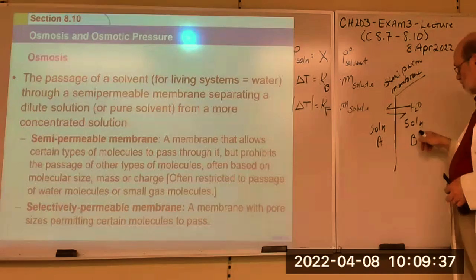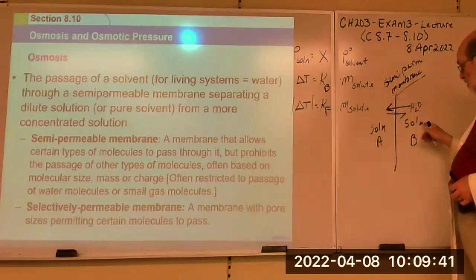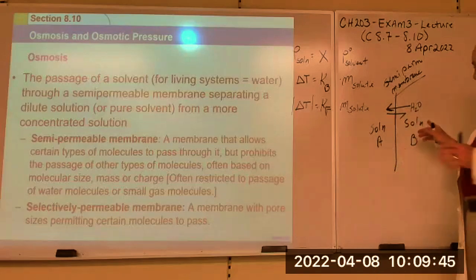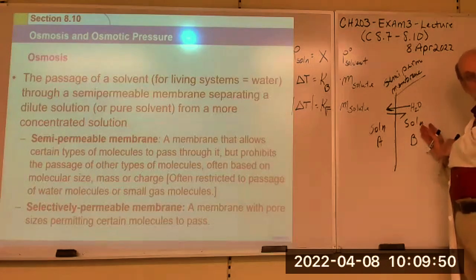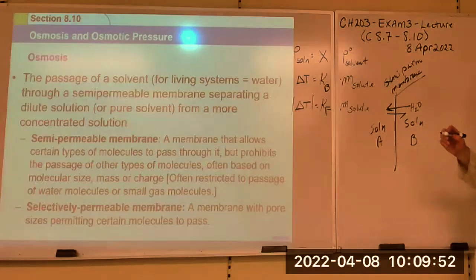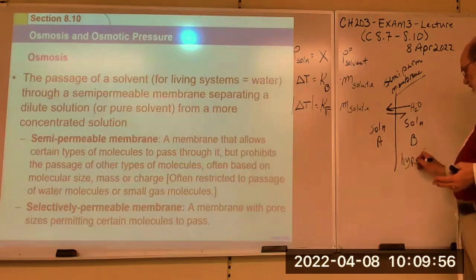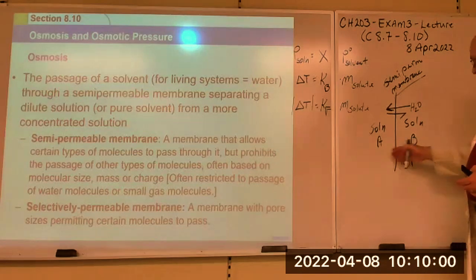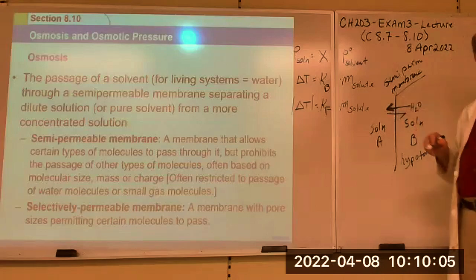So if this solution has more water in it, it's going to go that direction. If it has more water in the solution than this one does, in other words, the solute is less concentrated, you have more water, right? So in biological terms, this one would be, say, hypotonic to this solution, and that means water would move that direction.